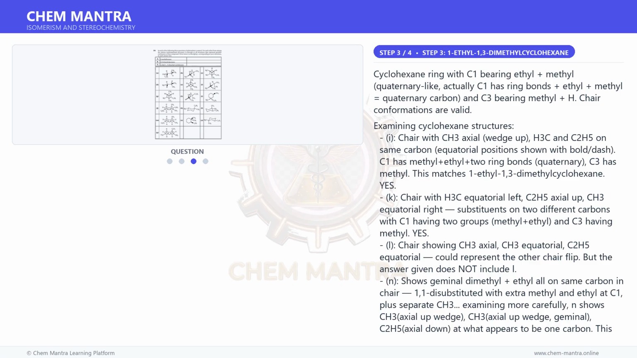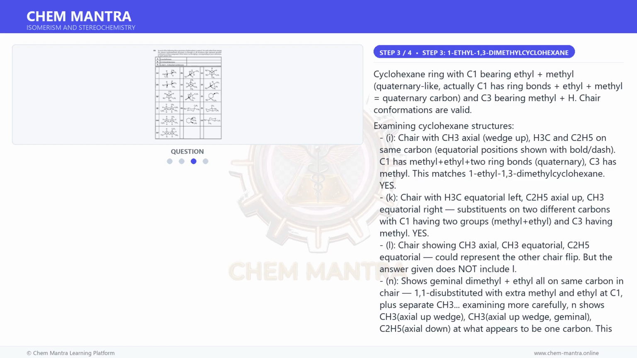Cyclohexane ring with C1 bearing ethyl plus methyl, quaternary. Actually, C1 has ring bonds plus ethyl plus methyl, which makes it a quaternary carbon, and C3 bears methyl plus H. Chair conformations are valid. Examining cyclohexane structures. I: chair with CH3 axial, wedge up, H3C and C2H5 on the same carbon, equatorial positions shown with bold dash. C1 has methyl plus ethyl plus two ring bonds, quaternary, and C3 has methyl.